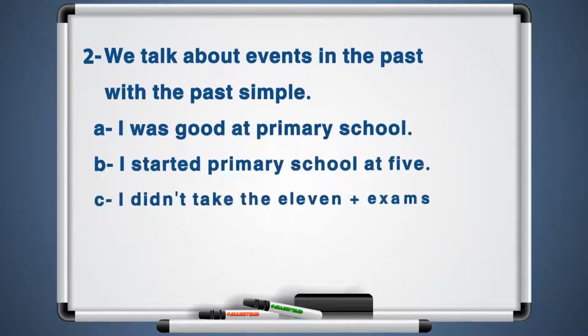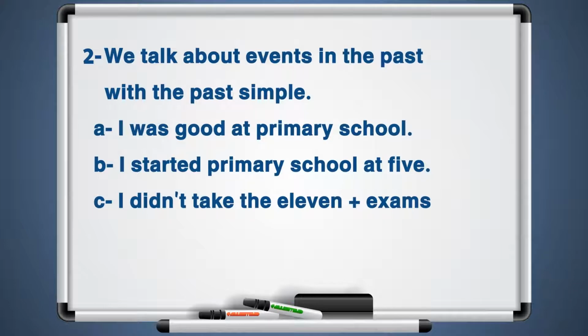We talk about events in the past with the past simple. And when we say events in the past, that means the event is finished, without any effect of it. There is no present effect of what has finished. For example, I was good at primary school. I started primary school at the age of 5. I didn't take the 11 plus exams.